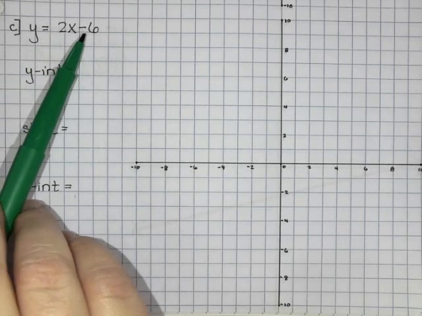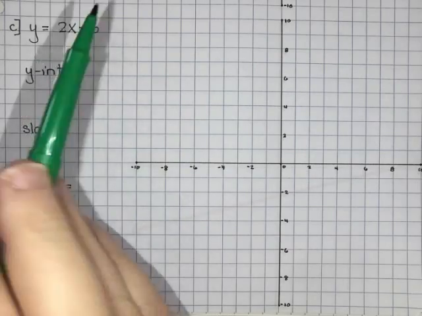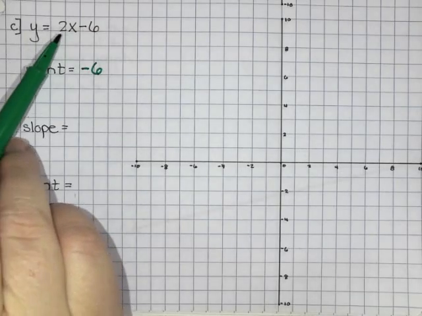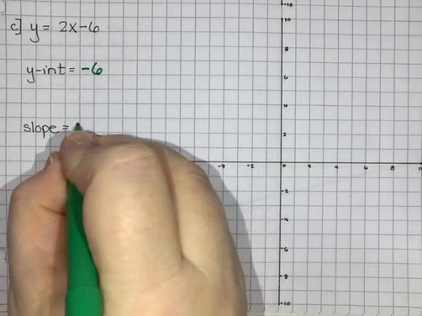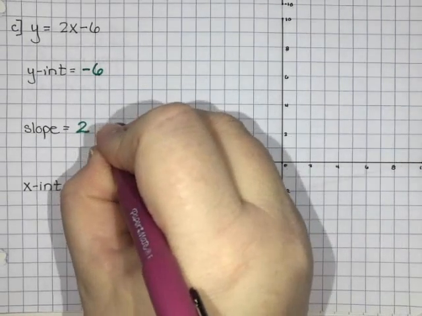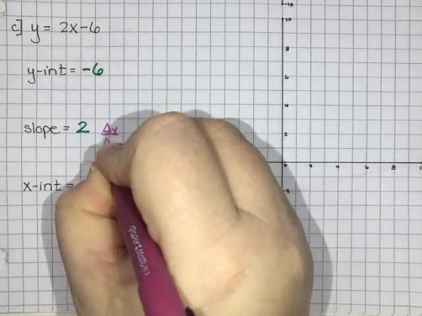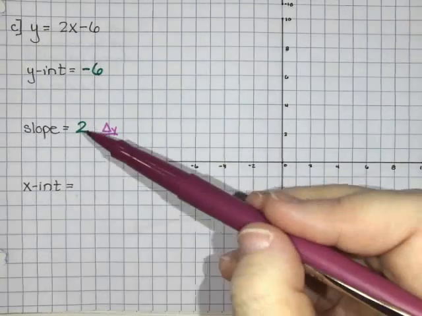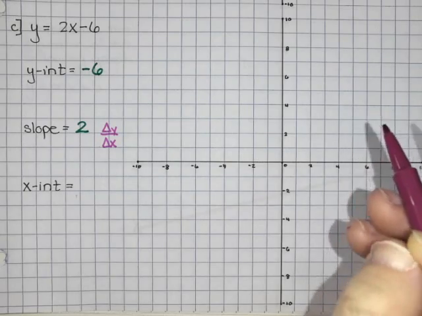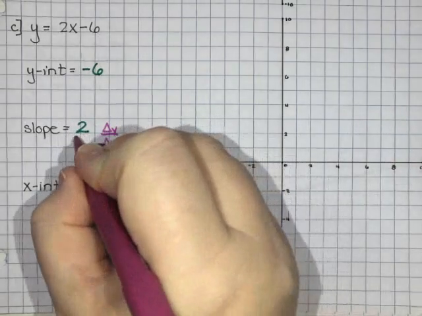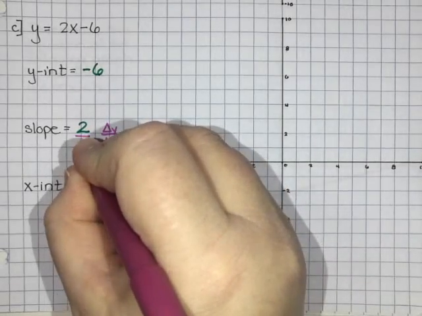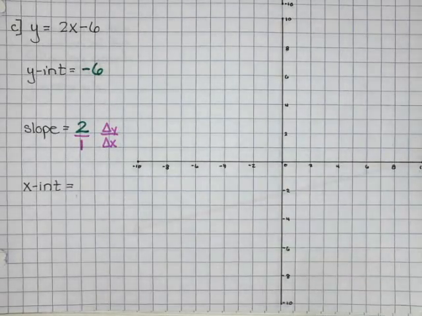The y-intercept is the number that's by itself, so that would be the minus 6. And the slope is the number in front of our x, which is 2. Now, the slope is supposed to be delta y over delta x. But this is not a fraction. Actually, it is, just the denominator is really shy and doesn't like to show itself. So anytime you cannot see the denominator of a fraction, it is secretly a very shy 1.